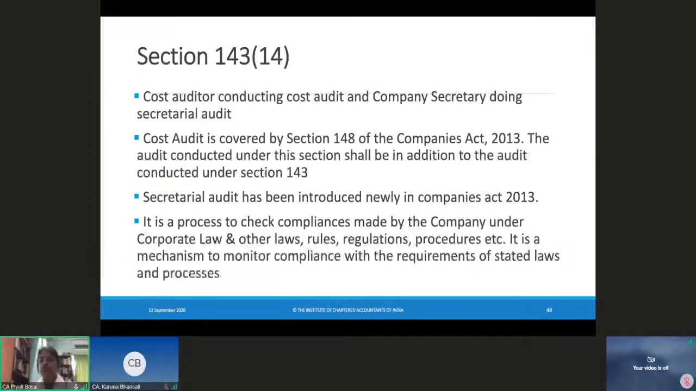Secretarial audit has been introduced with the Companies Act 2013, and it's basically a process to check compliances made by the company under corporate law and other laws, rules, regulations, procedures as prevailing on the day, and it is a mechanism to monitor compliance with the requirements of stated law and processes. If you see a listed company's audited financial statements, a paragraph would be there signed by the company secretary, who is the auditor, not the company secretary of the company.